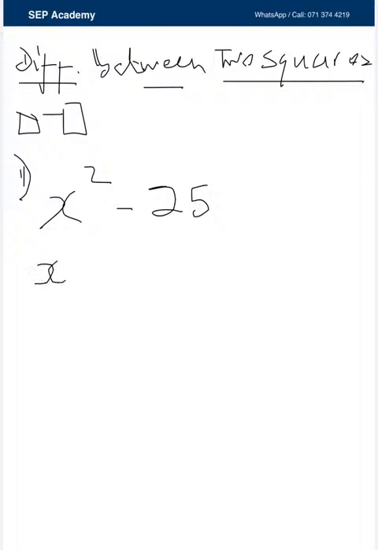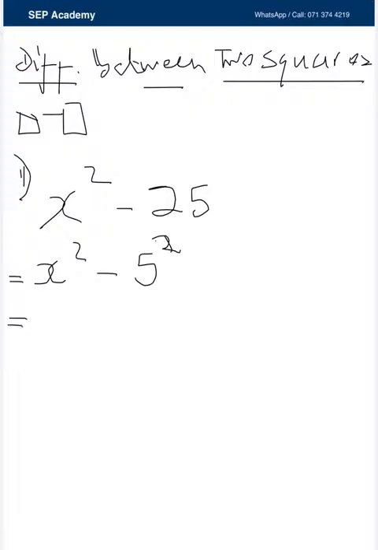Already you have this x squared minus. Now it is the difference between, so you need to also make this 25 something squared. What will that be? You can test 2 squared, 3 squared, 4 squared, 5 squared. The one that gives you 25 is the one. Definitely 5 squared gives you 25. So you see now, it is indeed the difference between two squares.